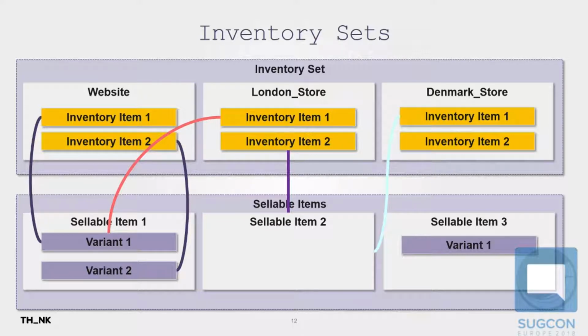The advantage of this inventory set, which is a new concept in Sitecore Commerce 9, is that you can move your inventory across different stores. Then you can create your minions or your plugins to automate that. So if you are out of inventory, you can create something like a back order, and then get some stuff from the London store into your website.